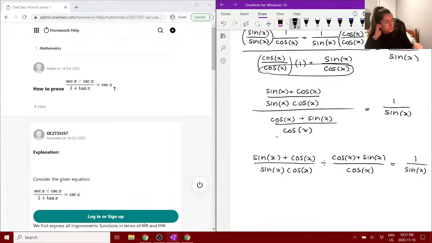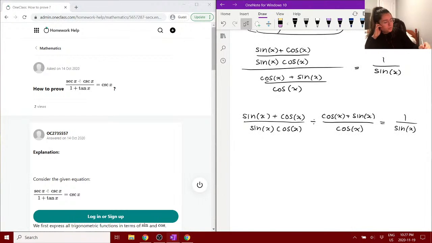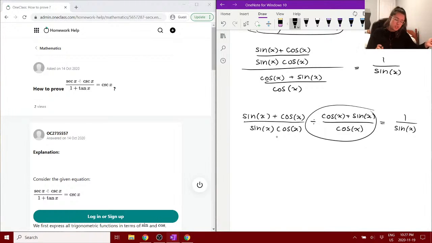That stays the same, the right-hand side stays the same. And so when we have a fraction that is being divided, we can change this to multiplication by taking the reciprocal. So the reciprocal of this fraction means the fraction when it is flipped. So the numerator goes to the denominator and the denominator goes to the numerator. We'll see in a second.